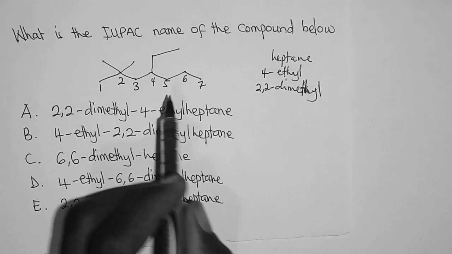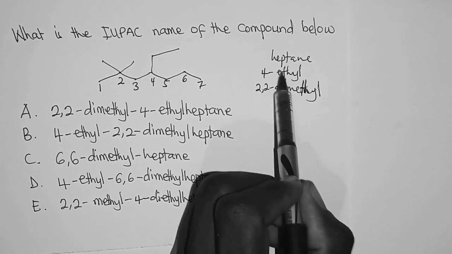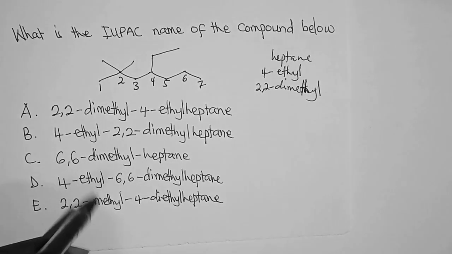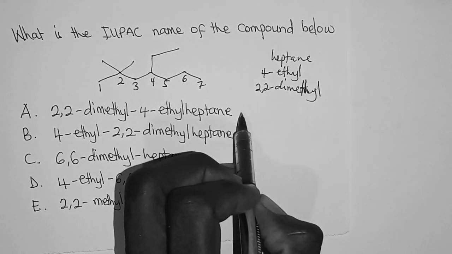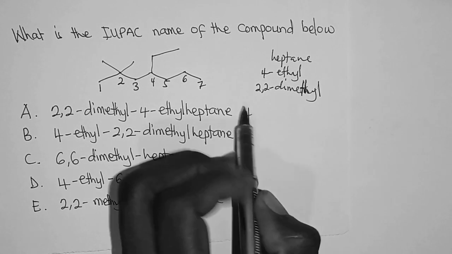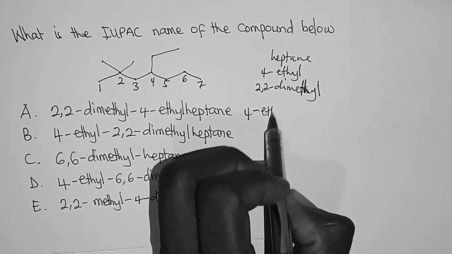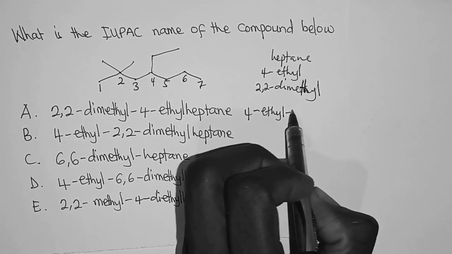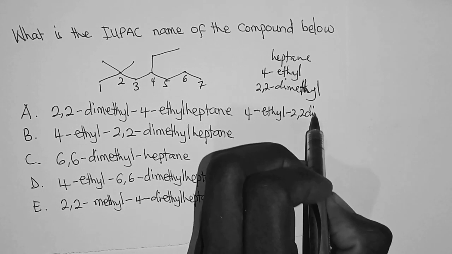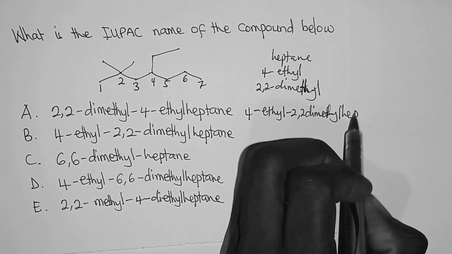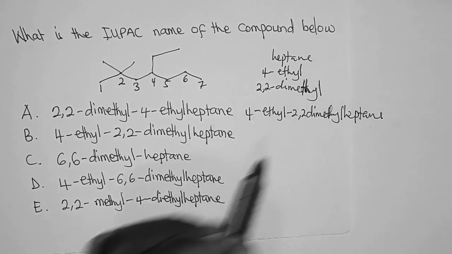So let's combine the name. You see that E comes before M in terms of alphabet. And therefore, the name is 4-ethyl, then 2,2-dimethyl heptane. So that is the name.